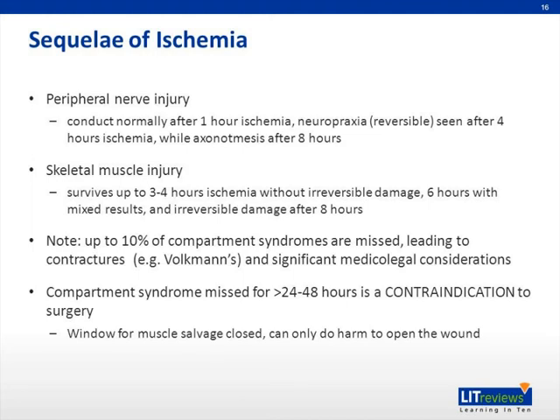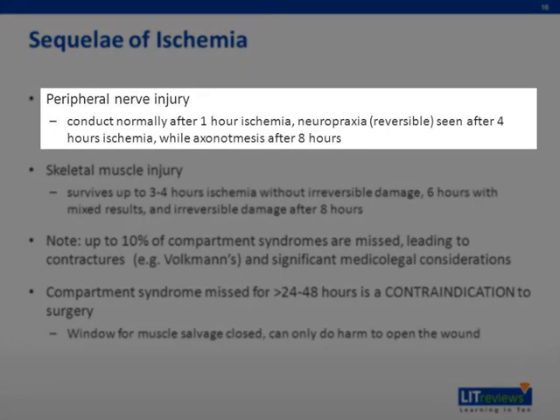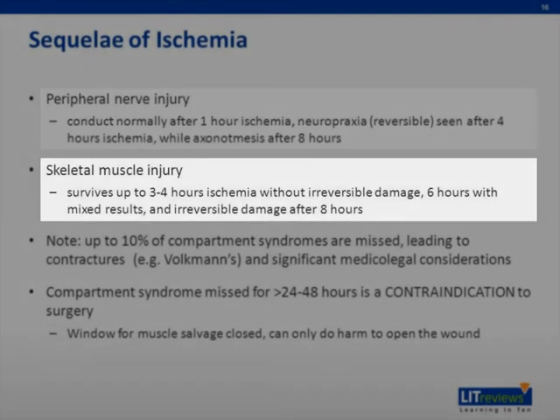Now, what happens if compartment syndrome does in fact evolve? Well, this is just a little bit of data, and apologize for the amount of text on the slide, regarding how quickly tissues respond to ischemia. So, peripheral nerves, you get reversible nerve injury within 4 hours. You get irreversible injury after 8 hours. Skeletal muscle, you can make it 3 to 4 hours again without irreversible damage, but once you get to 6, and most definitely once you get to 8 hours without sufficient blood flow, that muscle will start to die.